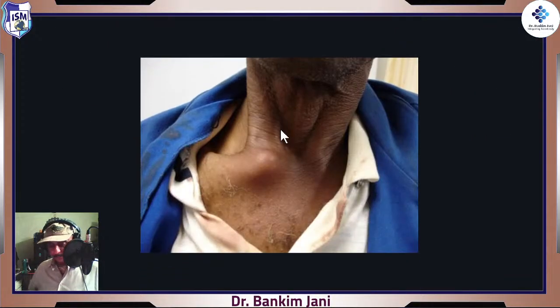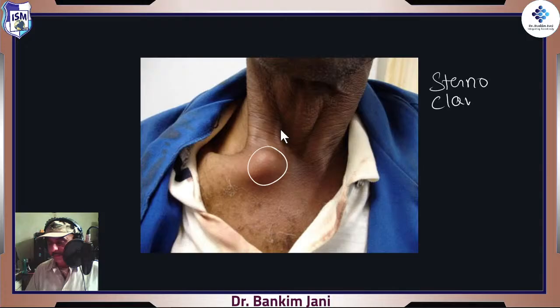One more. And this is where the sternoclavicular joint is affected. The sternoclavicular joint is dislocated.